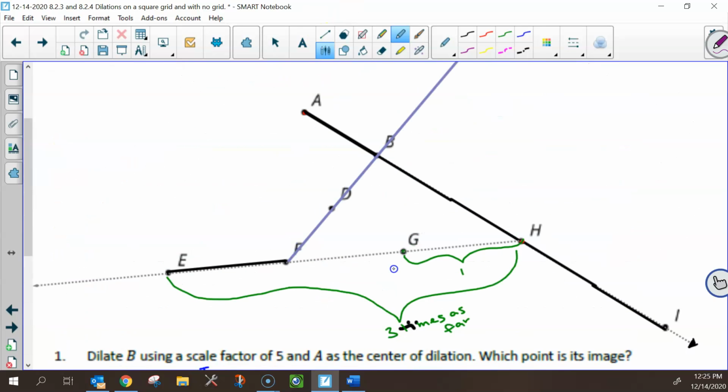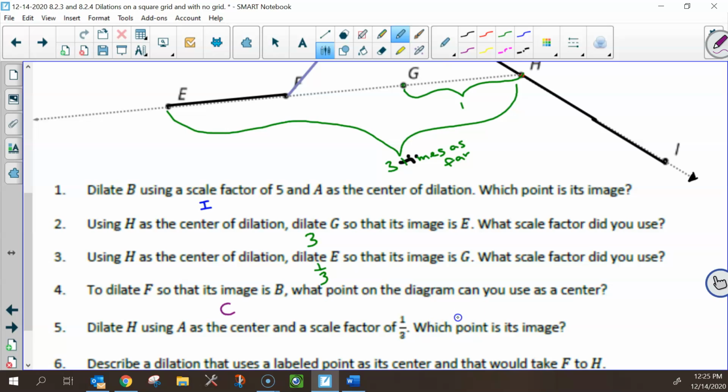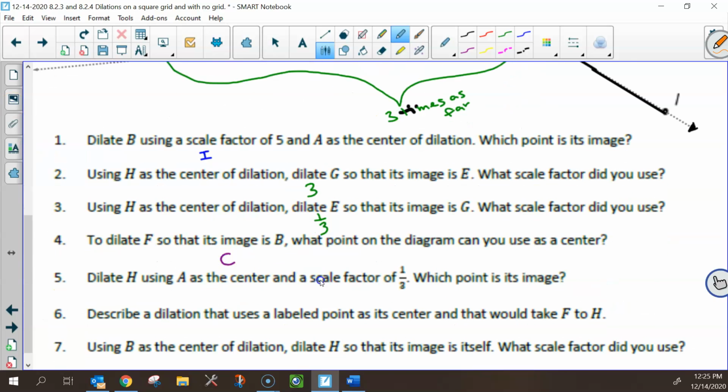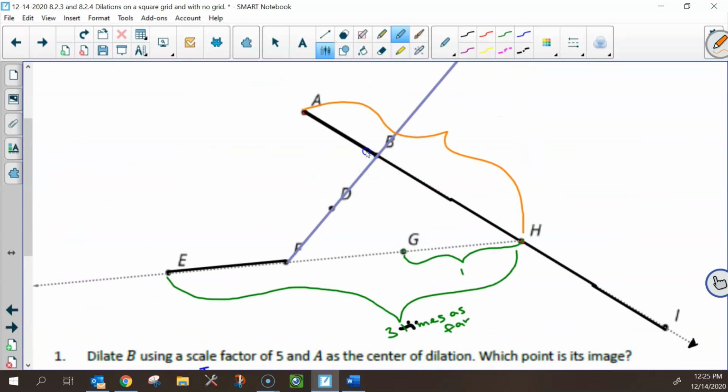Dilate H using A as the center and a scale factor of 1/3. What point is its image? That's very similar to what I did below in green. Again, this time we have A to H is that far. And the question is asking, okay, what is the scale factor? No, the scale factor is 1/3. So what is the point that it becomes? Notice in the work that we've already done, do you see how we have our 1, 2, 3? So what is 1/3 of that going to be? There's 2/3. 1/3 is going to be all the way back here, point B.